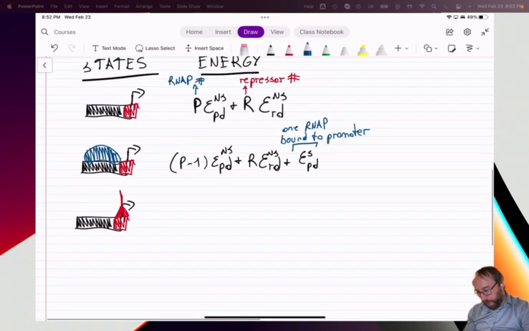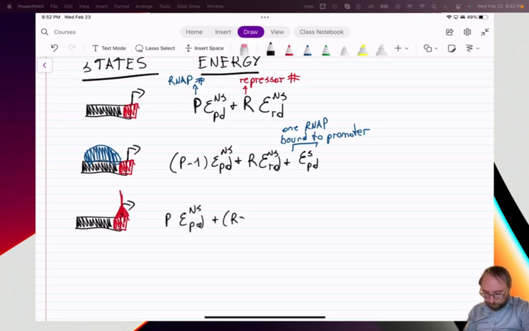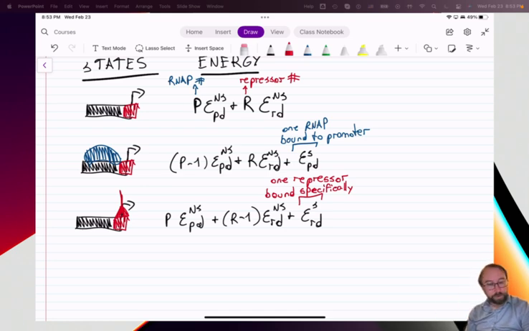Okay. And now let's consider the case of the repressor. Well, in this case, what am I going to have? I'm going to have P RNA polymerases bound non-specifically, R-1 repressors bound non-specifically, plus epsilon specific of repressor to the DNA. Okay, so this is one repressor bound specifically. Okay, so far so good.